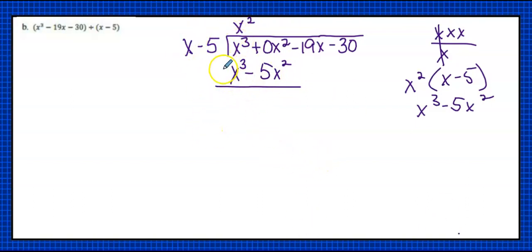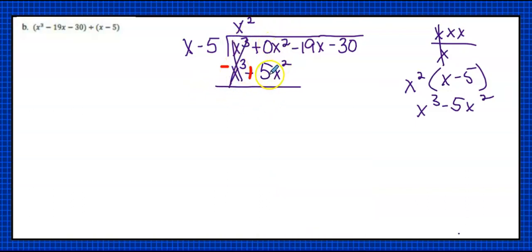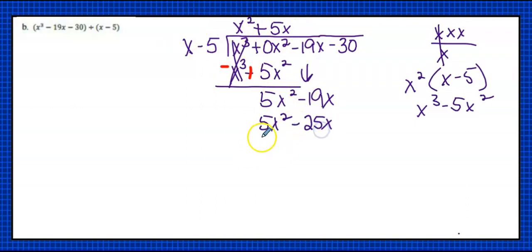Next thing I want to do is change everything to the opposite of what it was, and then combine. So this and this, the x cubed and the negative x cubed, they cancel, and then 0x squared plus 5x squared is 5x squared. Bring down the minus 19x. 5x squared divided by x, and this is positive, is plus 5x. This times this is 5x squared. And 5x times negative 5 is negative 25x. Change these to the opposite.